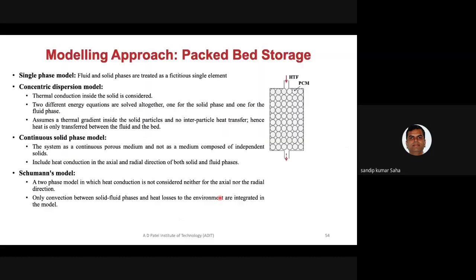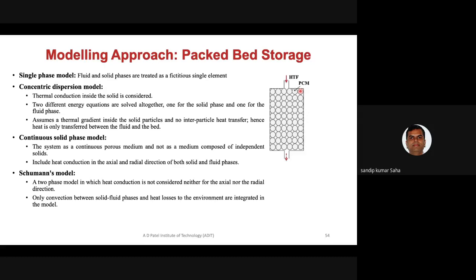Now, as I told you, if I have a packed bed type of system, I can use the discrete element model, or another model I can also use, which we call the porous medium model. In the porous medium model, we consider these spherical balls as porous medium. What is the difference between the discrete element model and the porous medium model? In the discrete element model, you are considering this material as distinct. You will be modeling the spherical balls.